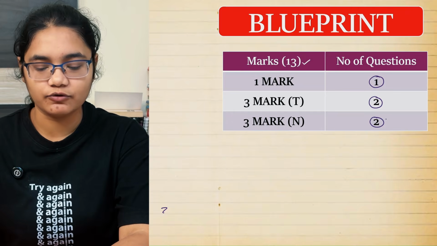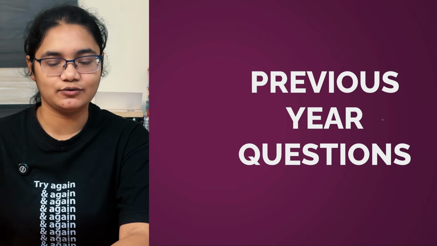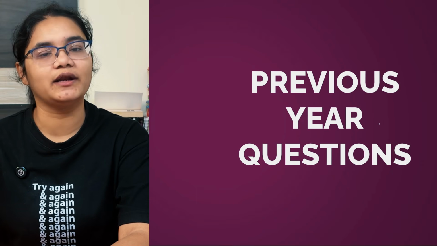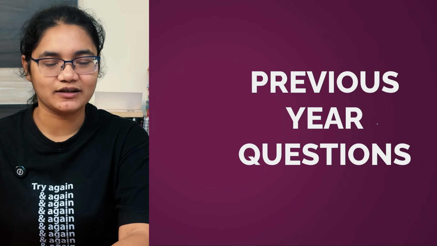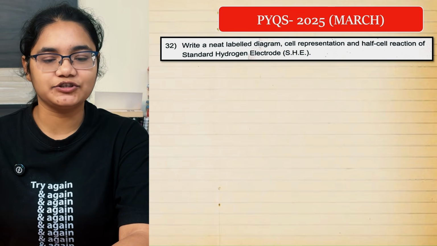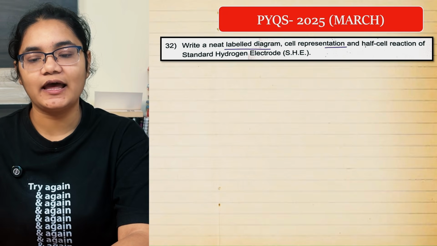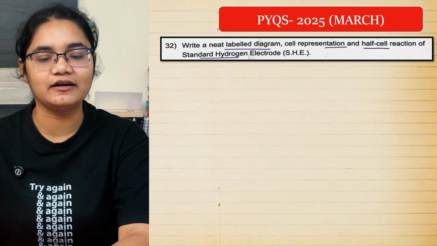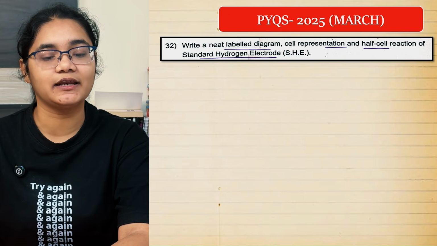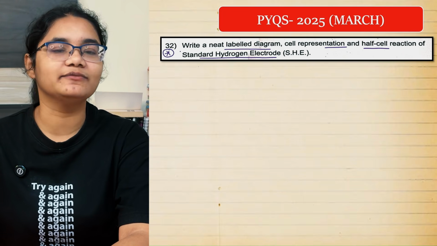Now let's move on and discuss the previous year questions. I have considered the 2025 to 2022 papers. Let's see what questions are being asked. The first question is: write a neat labelled diagram, cell representation and the half cell reaction of the standard hydrogen electrode. This is a very important question. Thousands of times it has been asked.